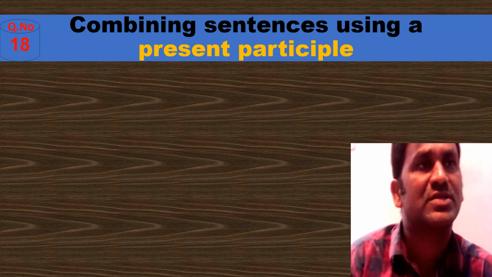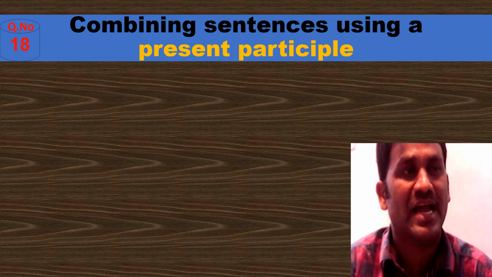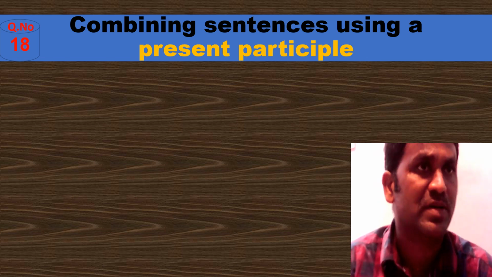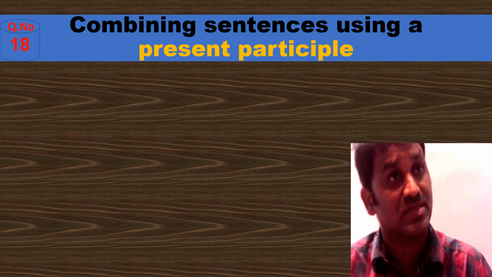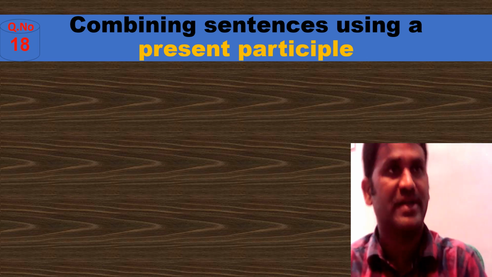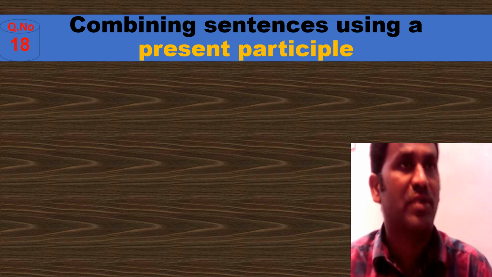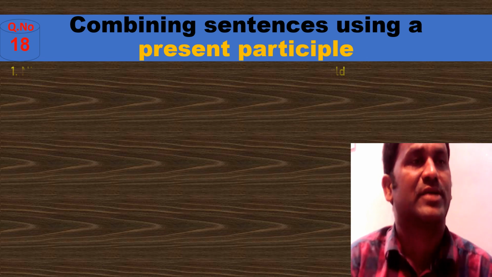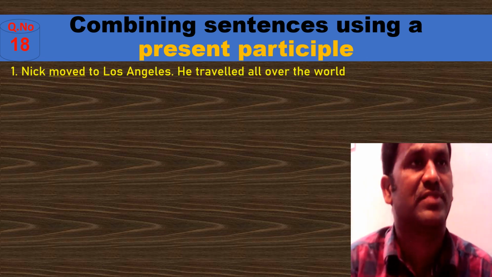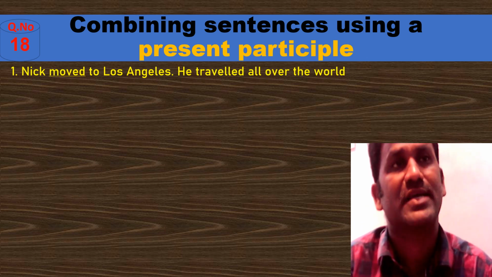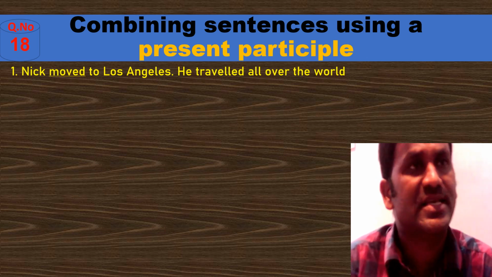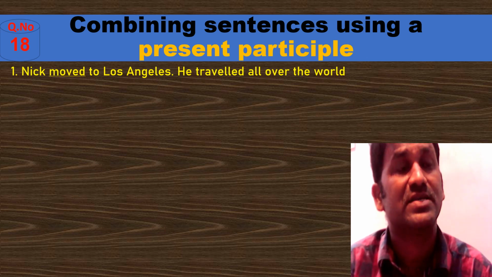So in the examination you will be given 2 sentences and you're asked to combine them using a present participle or a past participle, or sometimes a perfect participle. Let us see. Okay. First example. Nick moved to Los Angeles. He traveled all over the world. This is the first sentence. So now the question is, combine these 2 sentences using a present participle.